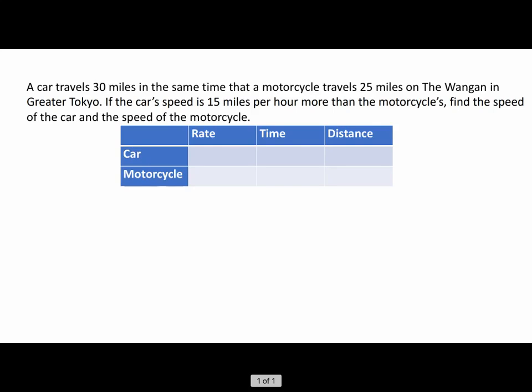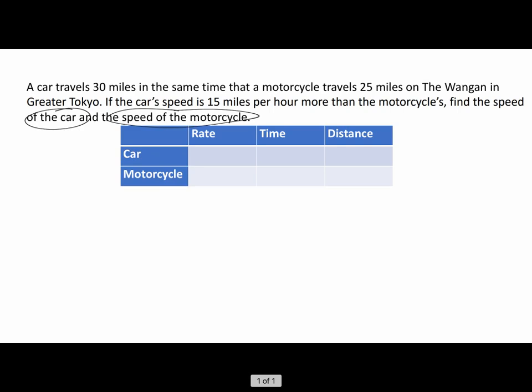A car travels 30 miles in the same time that a motorcycle travels 25 miles on the Wangan in Greater Tokyo. If the car's speed is 15 miles per hour more than the motorcycle's, find the speed of the car and the speed of the motorcycle. So that's what they're asking us to find: the speed of the car and the speed of the motorcycle. So we know that those are two things that we don't know. We have to find out.